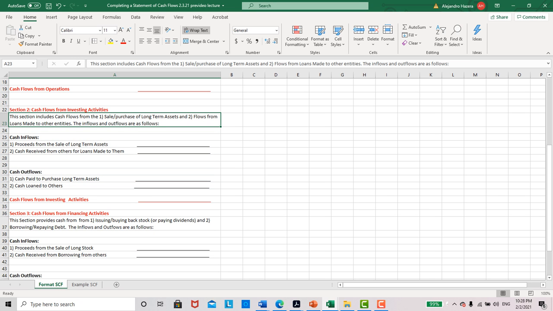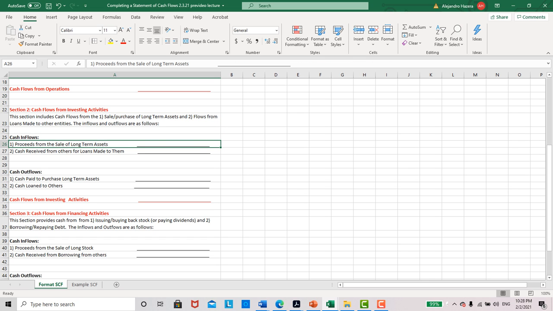Okay, so anyway, you have two activities here: the sale and purchase of long-term assets and loans made to other entities. Not money you borrow from other entities, but loans you make to other entities. So each one of those, activity number one, sale and purchase of long-term assets, has an inflow and an outflow. And this is pretty obvious. The inflow would be the sale of assets, and the outflow would be the purchase of assets. So activity number one, they're mirror images. You either sell something here, which would be an inflow, or you buy something here, which would be an outflow.